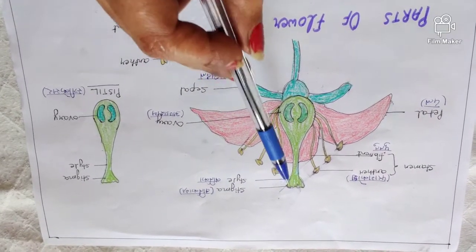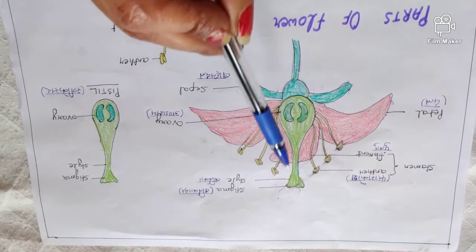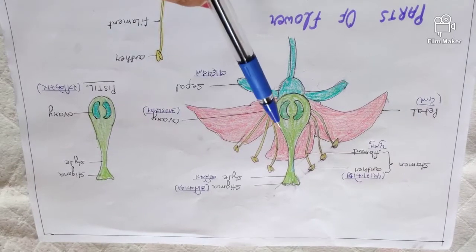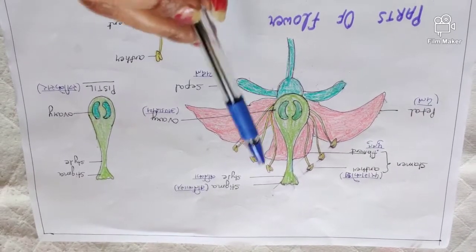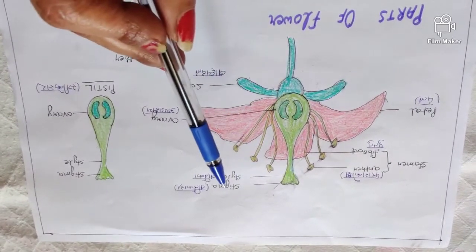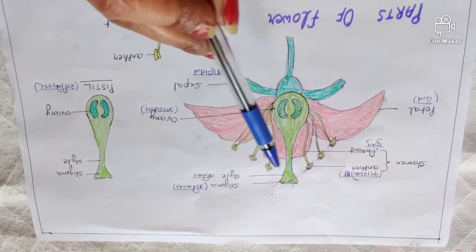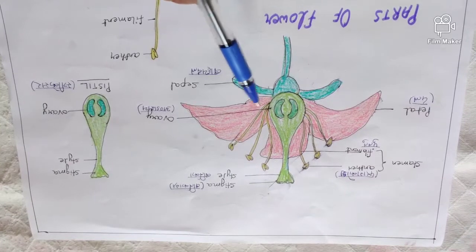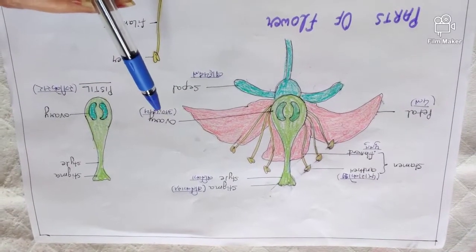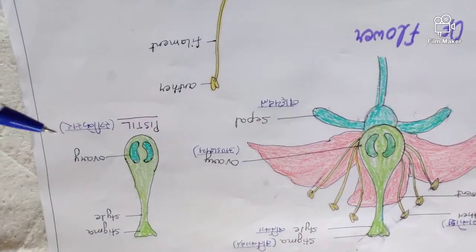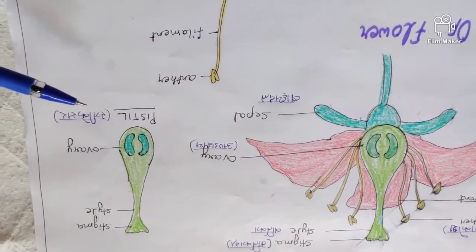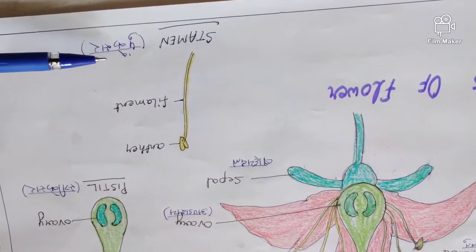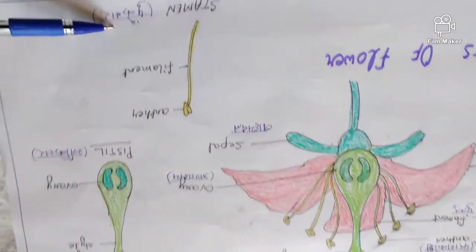Next, the female part of the flower is pistil. The topmost part of the pistil is the stigma, then the style, and below it the ovary. You can see here the female part pistil and the male part of the flower, stamen, separately.